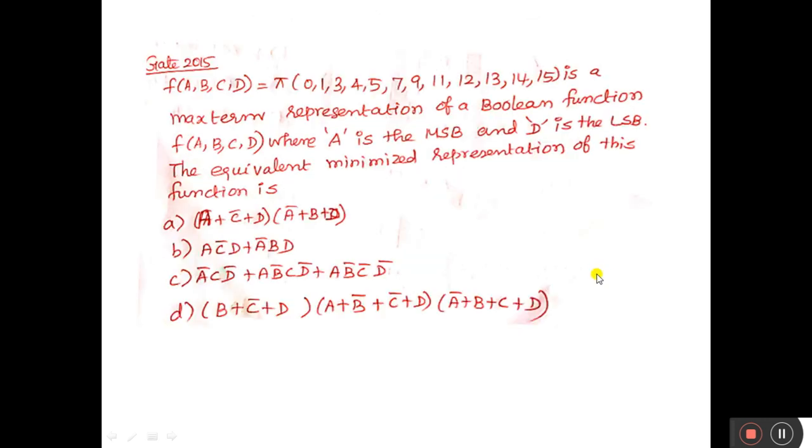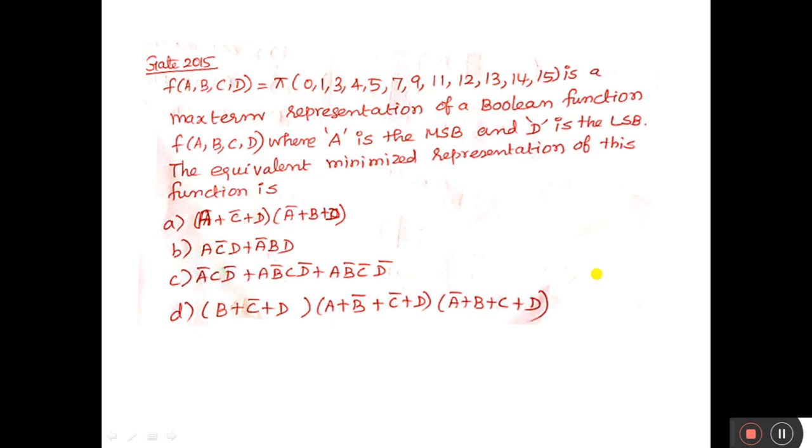This question was asked in GATE 2015. F of A comma B comma C comma D is pi, that is max term, 0, 1, 3, 4, 5, 7, 9, 11, 12, 13, 14, 15 is a max term representation of a Boolean function F of A, B, C, D, where capital A is the MSB and capital D is the LSB. The equivalent minimized representation of the function is: option A, (A plus C bar plus D) into (A bar plus B plus D). Option B, A C bar D plus A bar B D.